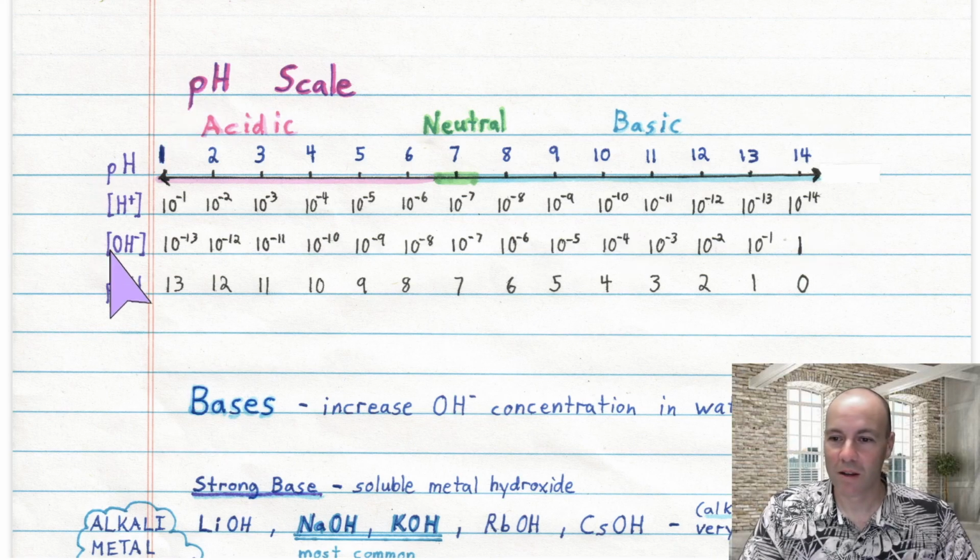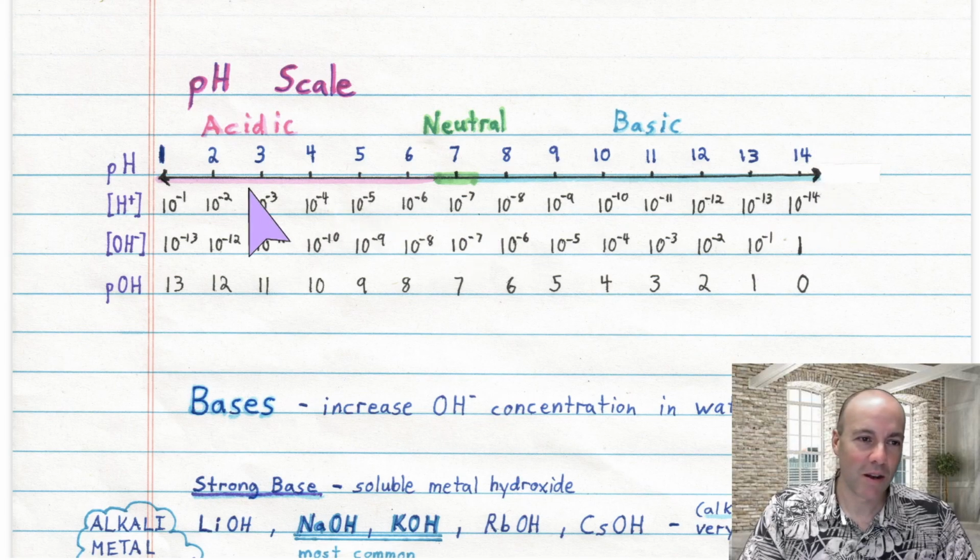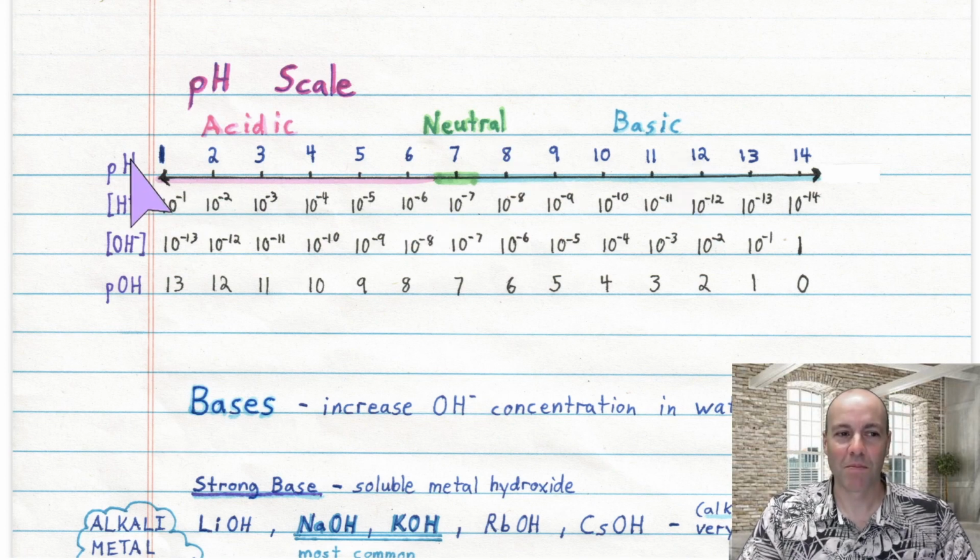So this would be a good scale to memorize. Really, you just need to know the pH scale. 7 is neutral, less than 7 is acidic, greater than 7 is basic. But you should also know the relation between the pH, the H plus concentration, the OH minus concentration, and the pOH. If I were you, I would memorize this whole scale.